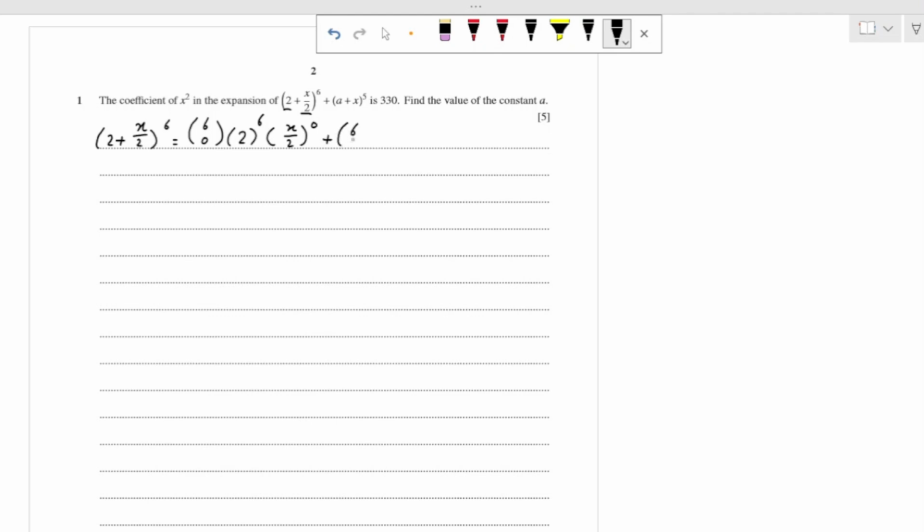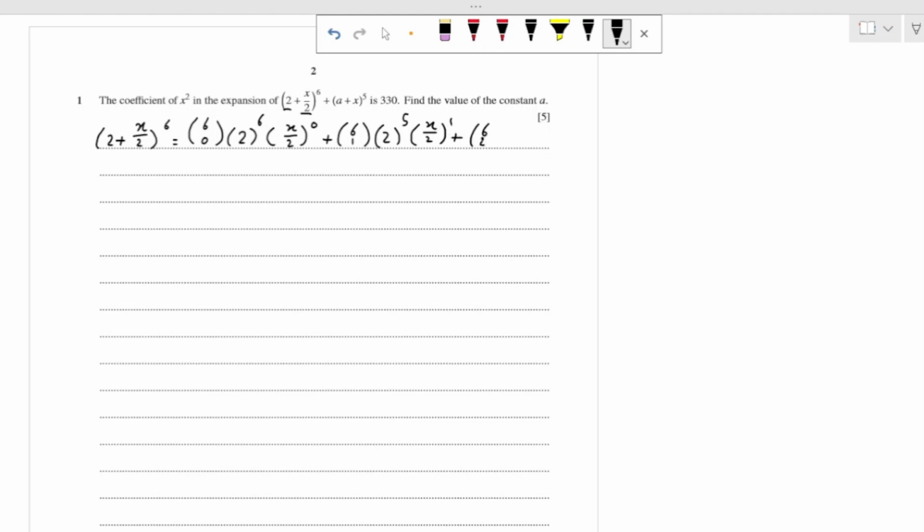Then we go on to the second term, where the first term's power decreases. So from 6 we come to 5, and for x over 2 the power increases. So you can see the pattern. For the first term the powers decrease along the way, and for the second term the powers increase along the way. You could also do it vice versa, but in this question we are looking for the coefficient of x squared, and as x squared can be found at the start of the expansion when you approach it in this manner, we're going to take the expansion this way. And as we have not yet reached x to the power of 2, we continue expanding.